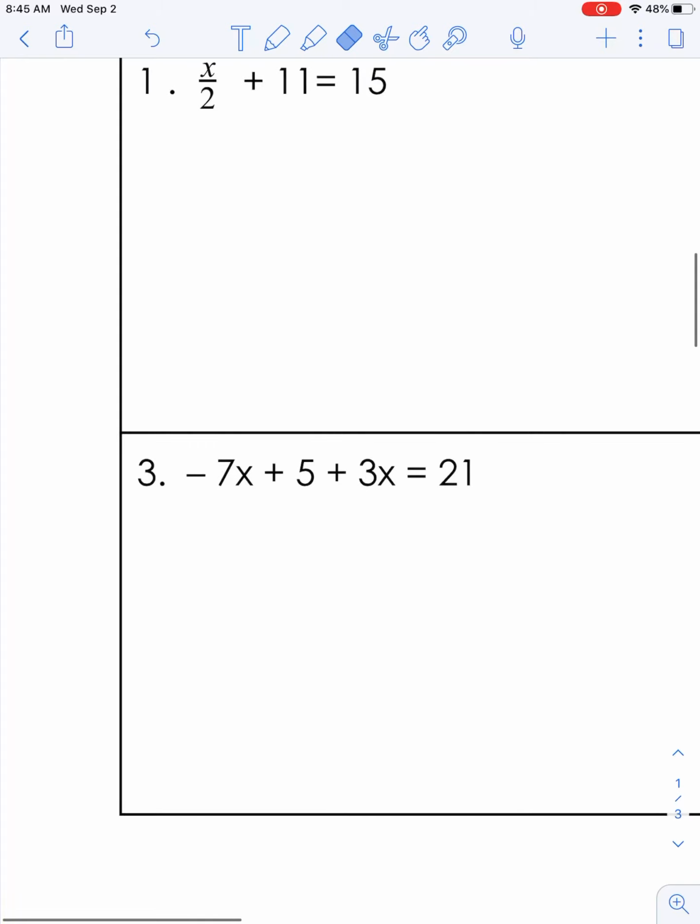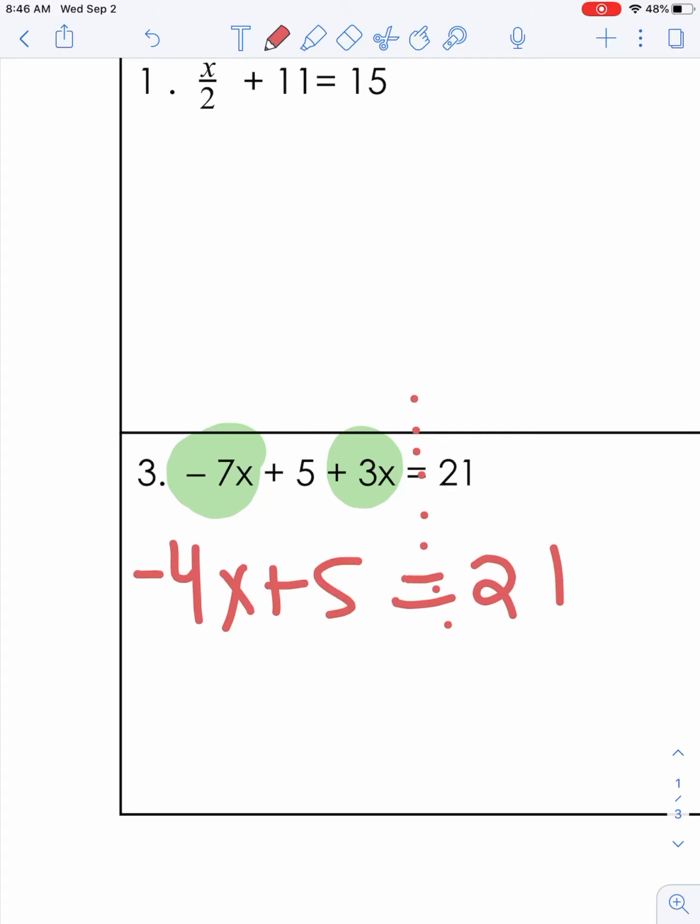Number 3. Since we have variables on one side of the equation, I need to combine those variables together since they're on the same side. Negative 7x plus 3x is negative 4x. And now it becomes a question like 1 and 2, where we need to do PEMDAS backwards. So we're going to move over this plus 5 by subtracting 5.